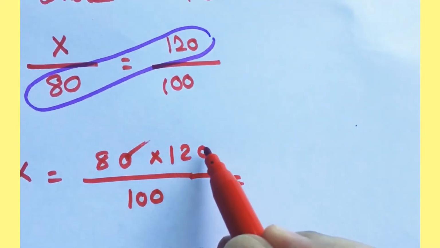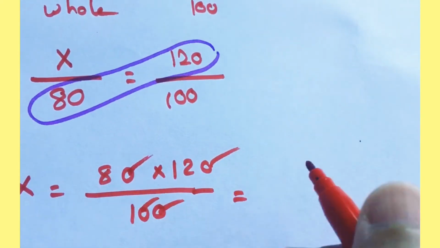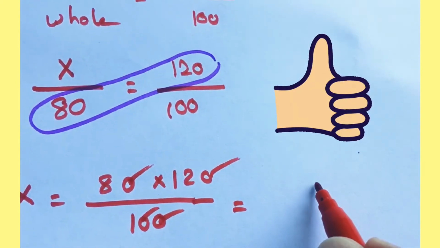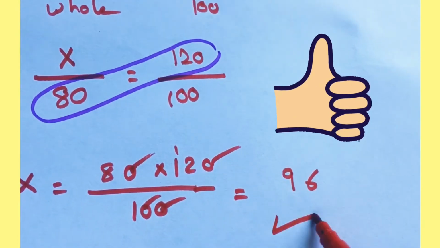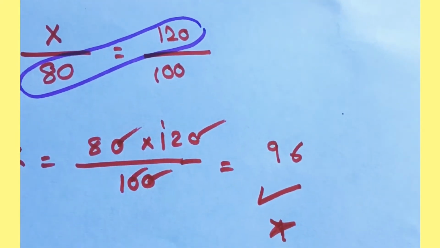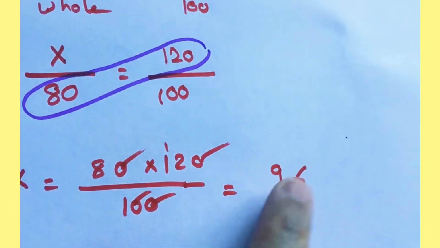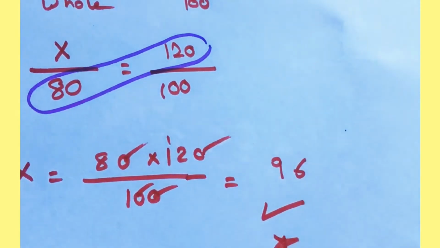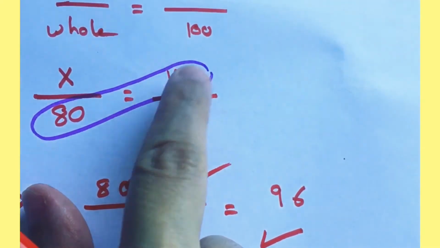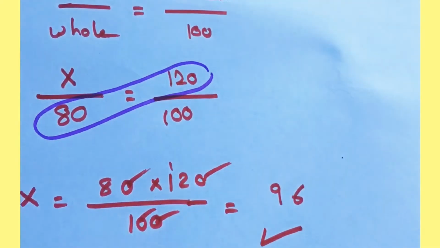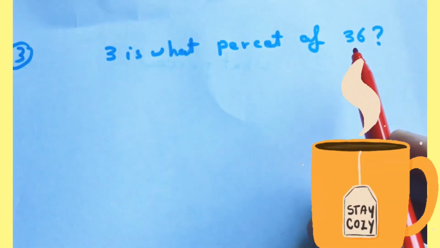I will cancel these two zeros with these two zeros, and 12 times 8: 2 times 8 is 16, 8 times 1 is 8, and 1 is 9. Done. So 96 is the part and 80 is the whole. Why is the part bigger than the whole? Because this percent is more than 100.